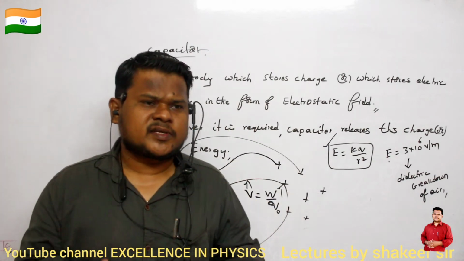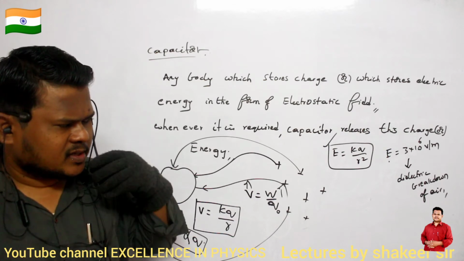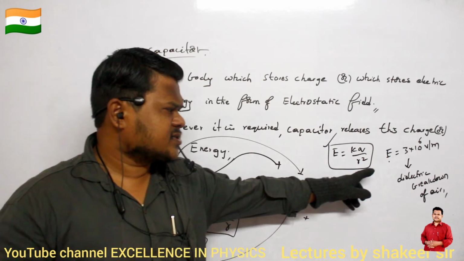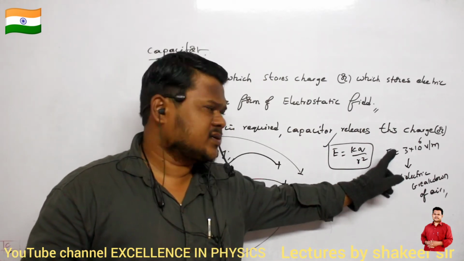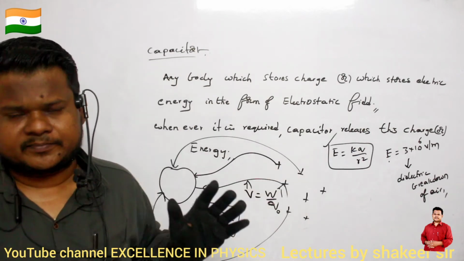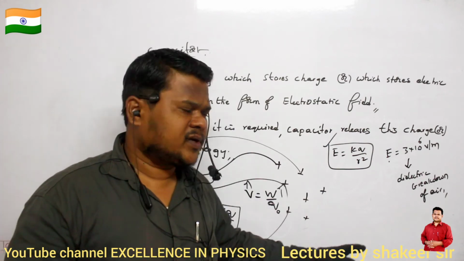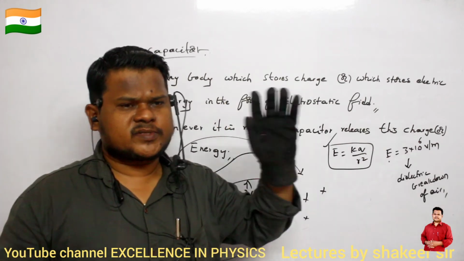What is meant by dielectric breakdown of air? Dielectric means it is an insulator. Air is an insulator, no? Now if I can supply this much electric field to air, then air also behaves like a conductor. Air will behave like a conductor at what electric field? At an electric field of 3 into 10 power 6 volts per meter.